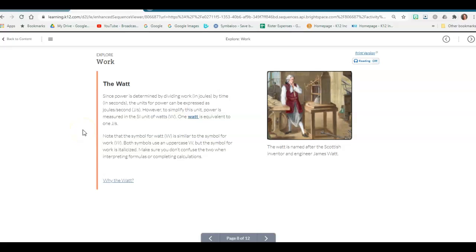So notice that the symbol for watt is a capital W, which is similar for work, which is also a capital W. If you look at the font, though, they're a little bit different. Both symbols are an uppercase W, but the symbol for work is italicized. Make sure you know the difference in those two things. So you may want to write out the word work and italicize your W, and then watt, and leave it normal and just circle the difference there. And then make sure you don't confuse those when you are working on different equations.